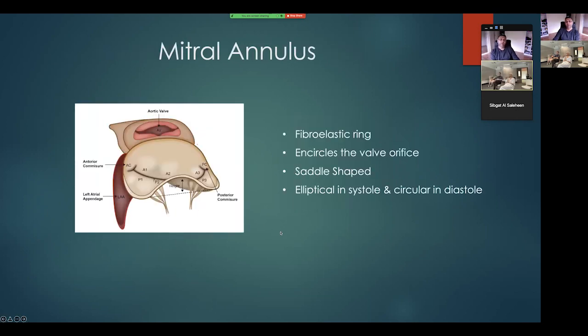So the first, the mitral annulus. This is a fibroelastic ring, which looks saddle shaped, and it encircles the whole valve orifice. Its shape varies: it's elliptical in systole and circular in diastole, which is very interesting. You can see this is anterior because this is the aortic valve, which is an anterior structure. On the lateral side is the left atrial appendage. Wherever there's a left atrial appendage, that's lateral, and wherever there's an aortic valve, that's anterior.